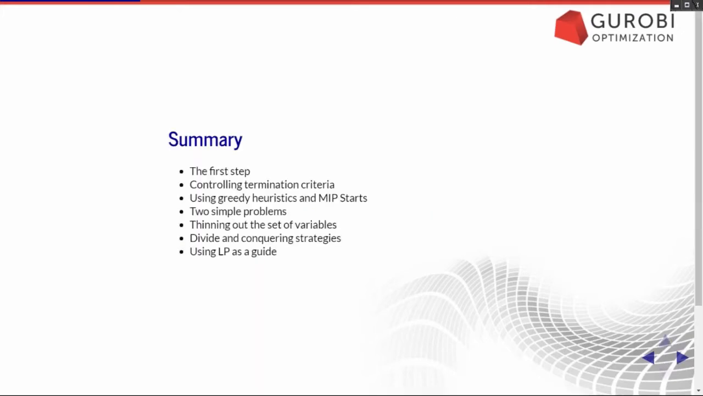So what's the summary? We are going to be talking about the first steps whenever you want to solve an MIP, then about control termination criteria for optimization, then how to seed the branch and bound process with greedy solutions in general or any type of solution that you want. Then I'm going to introduce two problems so that I can show with good examples how to use these techniques. Then I'm going to be talking about thinning out set of variables, then using divide and conquer strategies, and finally using LP as a guide within heuristics. So let's go to the first part.